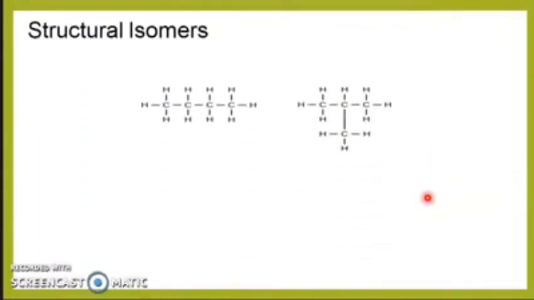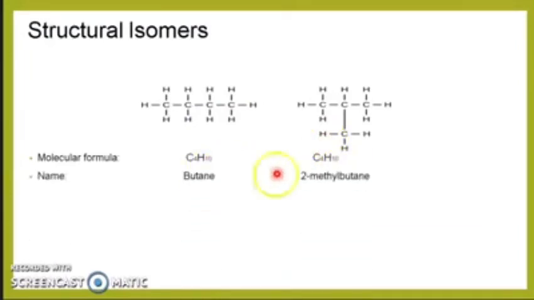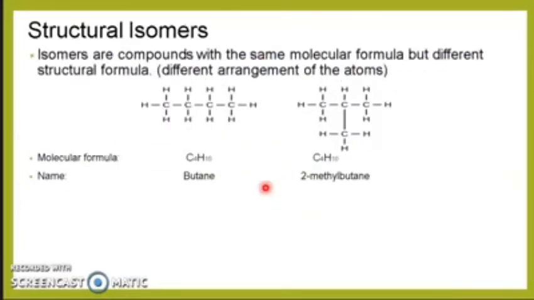Now, in this second part, we're going to talk about structural isomers. We're going to look at these 2 structures, and we will have to count the number of carbon and hydrogen atoms. If we count them, we can see that the molecular formula of both is C4H10. But when it comes to the name, the first one is a linear normal butane, while the second one is a branched alkane, a 2-methylbutane. You have to notice that they have the same number of atoms, but the arrangement is different in each case. And this is what we refer to as structural isomers.